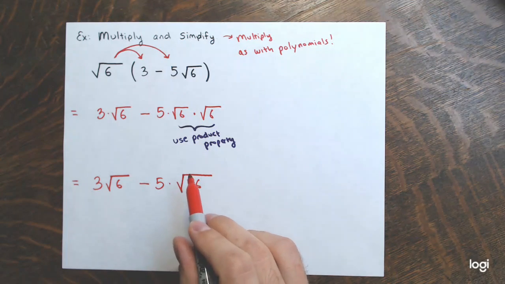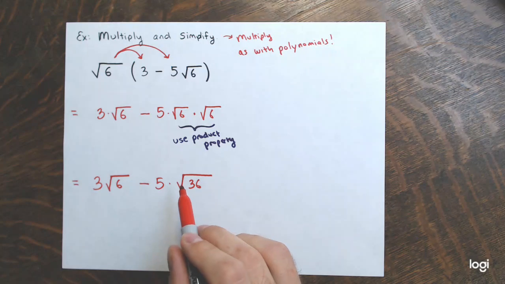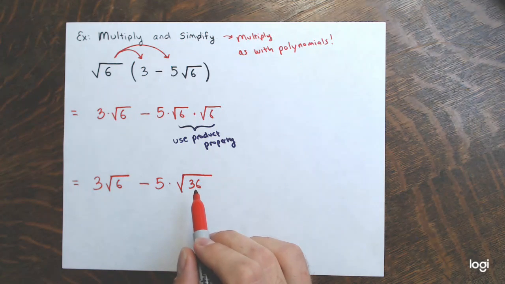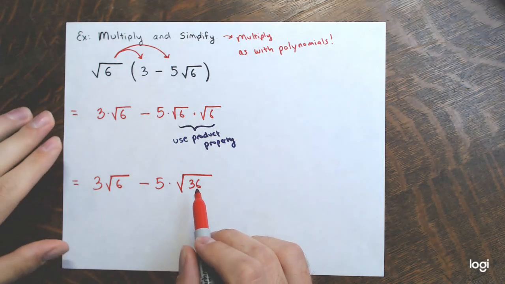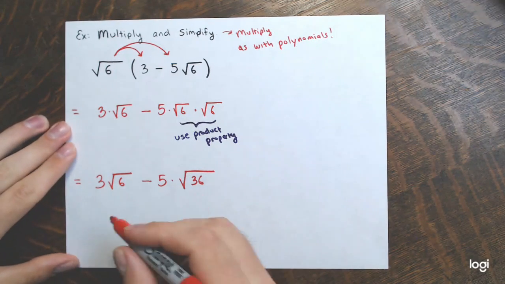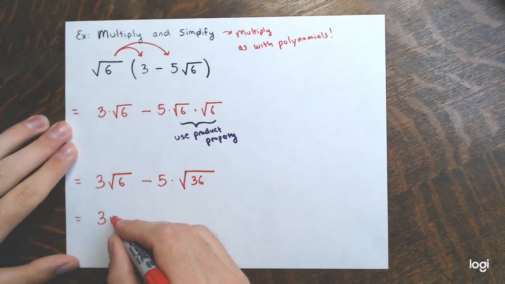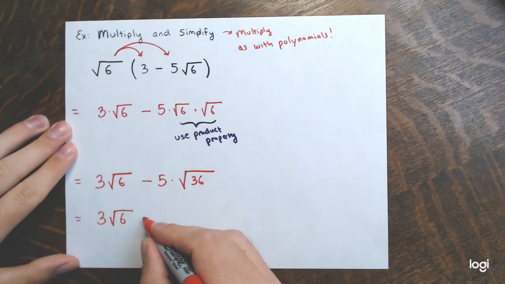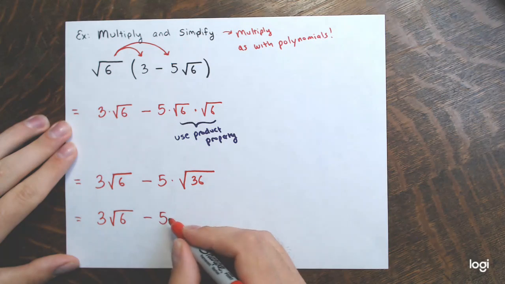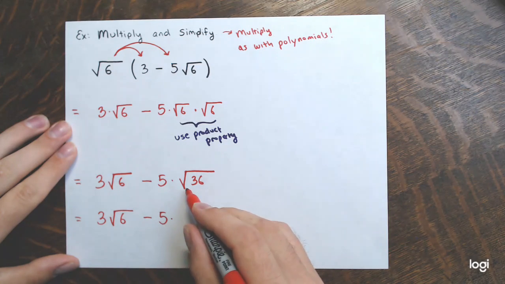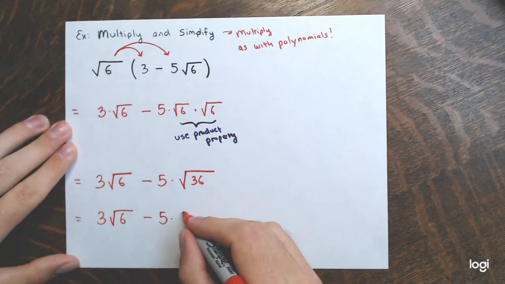Remember, whenever you see this symbol with an even root, you're asked for the non-negative square root. So yeah, I know negative 6 squared is also 36, but they're asking for the positive one here, the non-negative one. Writing that in, the first term is 3 times the square root of 6. And then the second term has a negative 5 times the square root of 36, the non-negative square root of 36, which is 6.